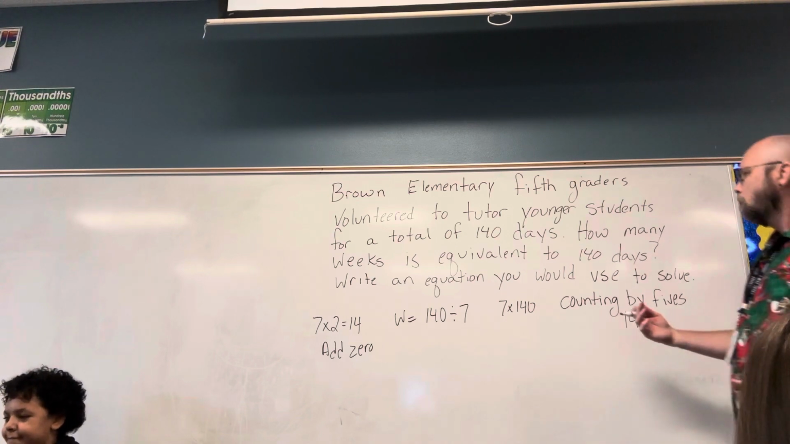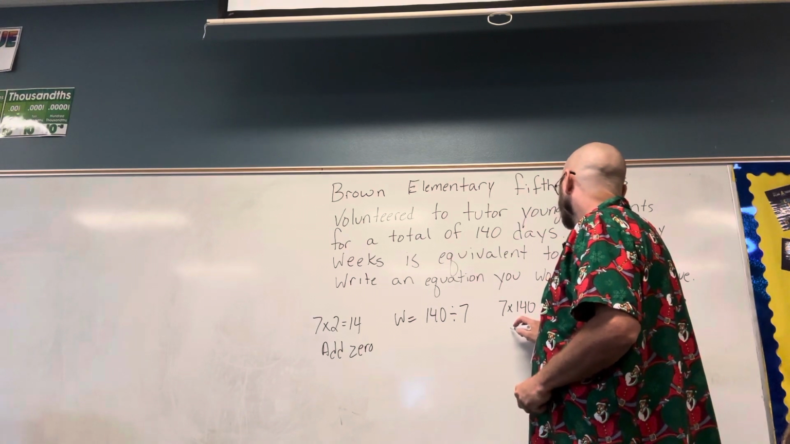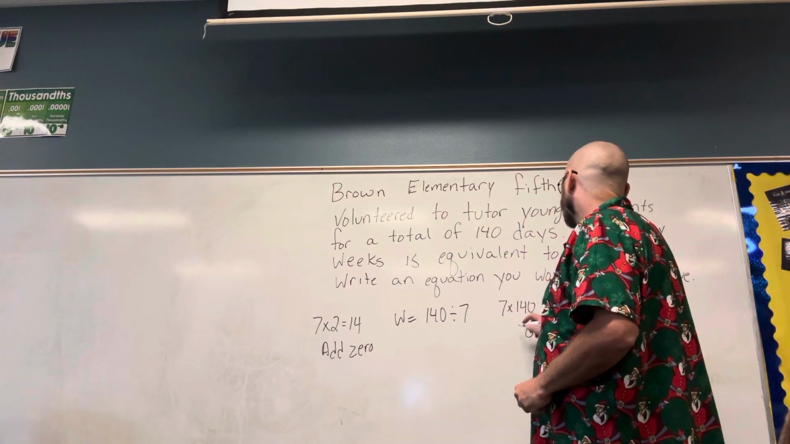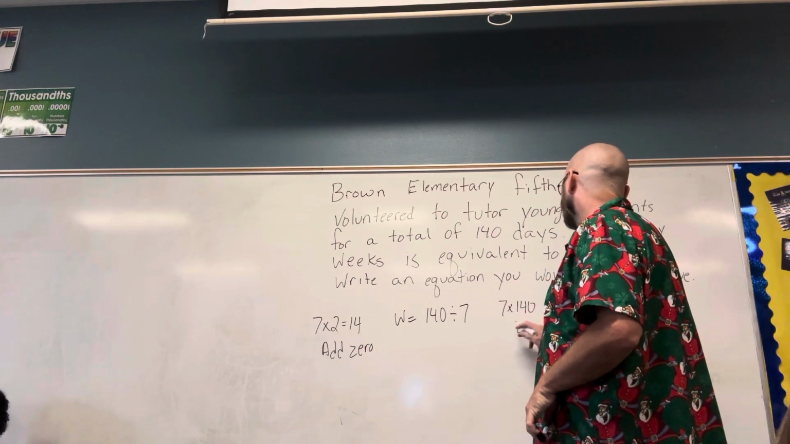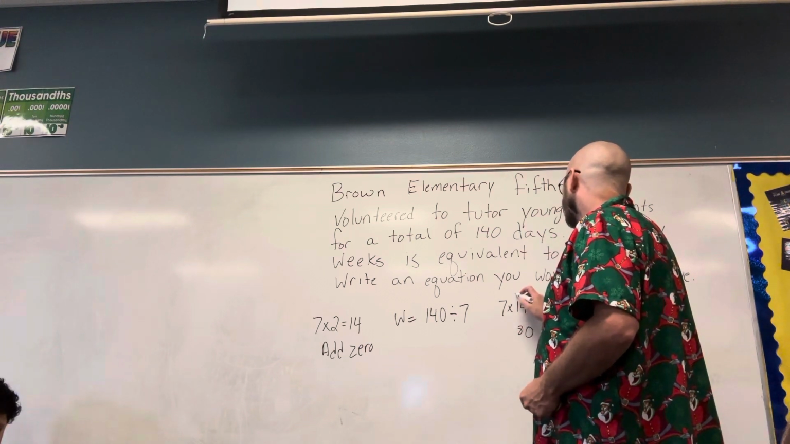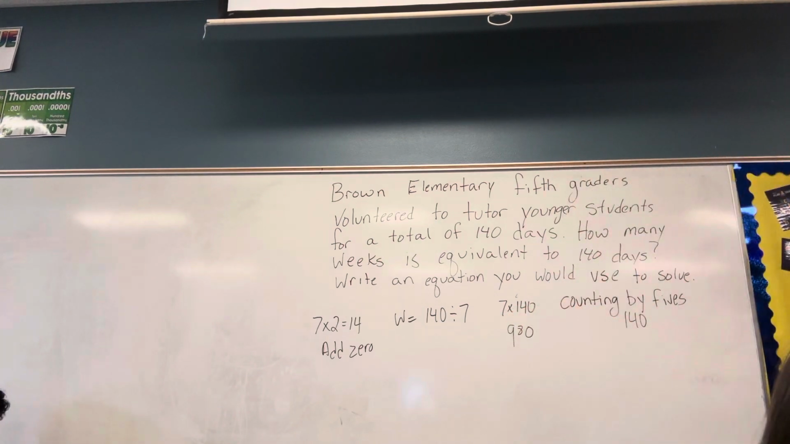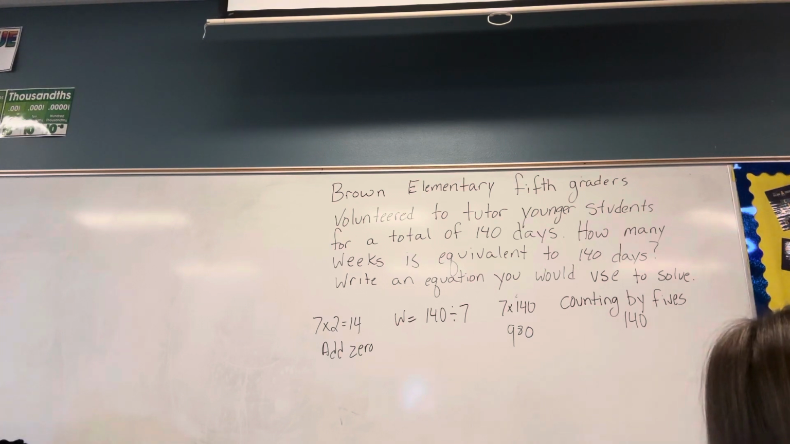Okay. Let's say that would be... What's 7 times 4? 28. 28, 2, 7, 8, 9. So that would be 980 weeks, if I did my math right. Okay? So how many weeks is equivalent to 140 days? Okay? So we have 980 weeks.